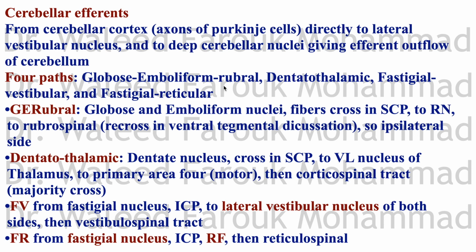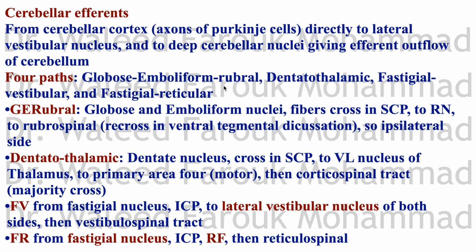The globose emboliform rubral fibers arise from the globose and emboliform nuclei. The fibers cross in the superior cerebellar peduncle, then go to the red nucleus, which gives rise to the rubrospinal tract, which recrosses in the ventral tegmental decussation. So its action is exerted on the ipsilateral side. Remember, the superior cerebellar peduncle forms the brachium conjunctivum, where the fibers forming the superior cerebellar peduncle cross in the midbrain.